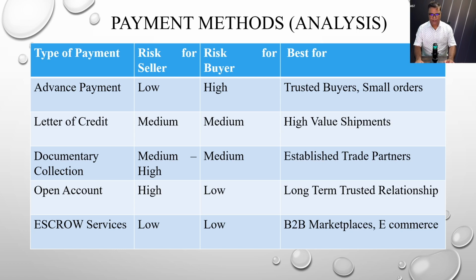In case of open account, the seller has a high risk and the buyer has a low risk. And when should we use this? When long-term trusted relationships are there, we should use this method. In escrow services, there is less risk for buyer and seller, and you can use it in cases of B2B marketplaces or e-commerce. Just looking at this table, I hope you get an idea of the risk for the seller and for the buyer, and in which situation the respective payment method is best advisable.